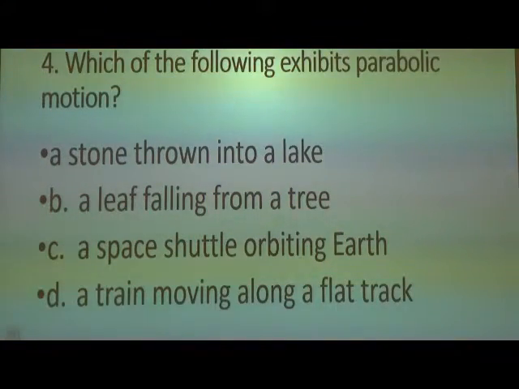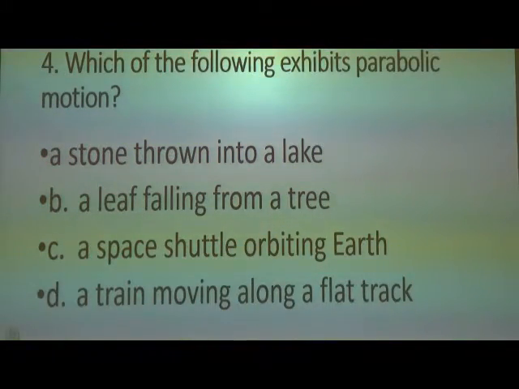Alright, number 4. Which of the following exhibits parabolic motion? So look at your choices and see what answer you could come up with. So let's start from D and work our way backwards. A train moving along a flat track. So now you need to know what parabolic motion is. Parabolic motion is like this. It's like a rainbow. So a train going along a flat track is just a straight line, so that doesn't work.